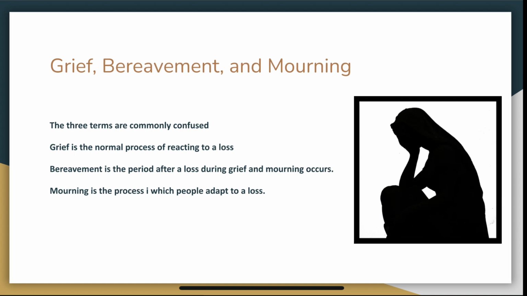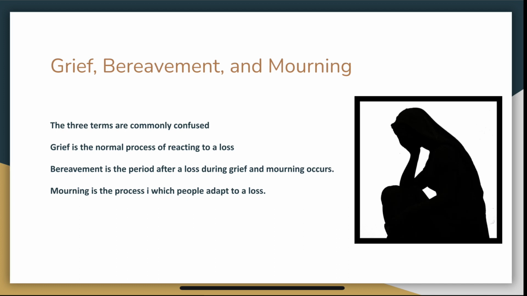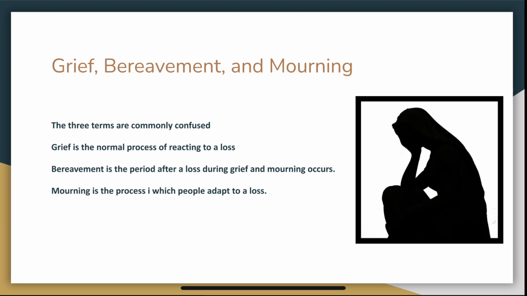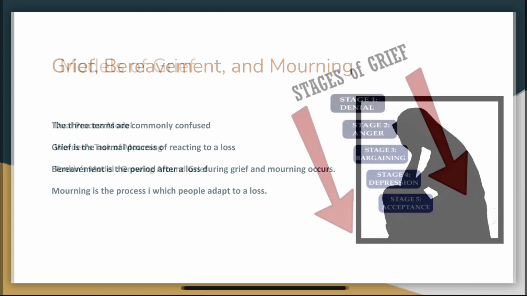Now, grief, bereavement, and mourning are terms that are commonly misunderstood. However, they have different meanings. Grief is the normal process of reacting to a loss. Grief can be in response to a physical loss such as death, or a social loss, including a relationship or a job. Bereavement is the period after a loss during which grief and mourning occur. The time spent in bereavement for the loss of a loved one depends on the circumstances of the loss and the level of attachment to the person who has died. Mourning is the process by which people adapt to a loss. Mourning is greatly influenced by cultural beliefs, practices, and rituals.